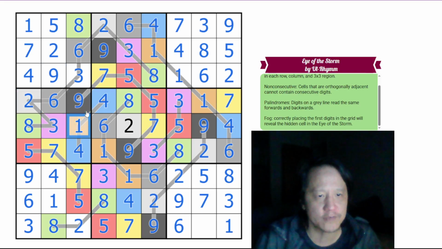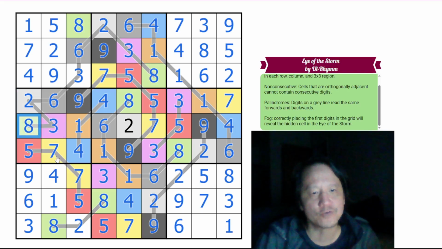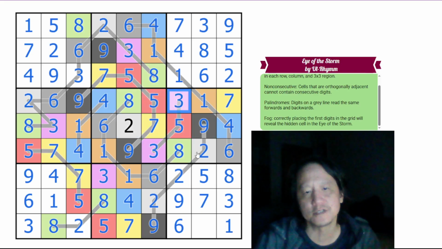6 does not have 5 or 7. 2 doesn't have 1 or 3. 8 does not have 7 or 9. 3 does not have 2 or 4 around it. 1 does not have 2 around it. 6 does not have 5 or 7. 2 does not have 3 or 1. 7 does not have 6 or 8. 5 does not have 4 or 6. 9 doesn't have 8. 4 doesn't have 3 or 5.